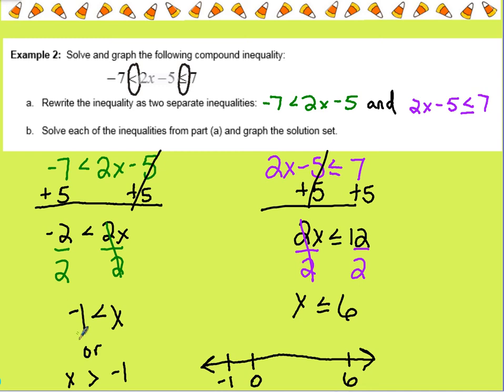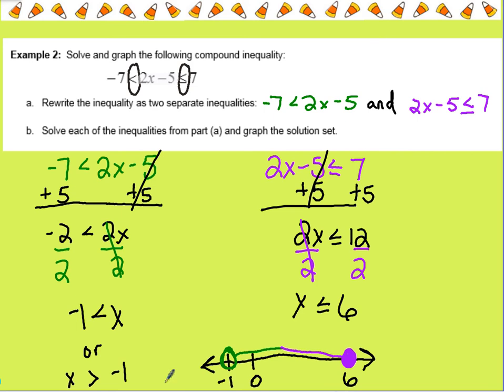So let's start with this one. X is greater than -1. I'm going to use an open circle because it's not equal to, and I'm going to head towards the right because x is greater than -1. Over here, x is less than or equal to 6. I will use a closed circle because it's equal to, and head to the left.